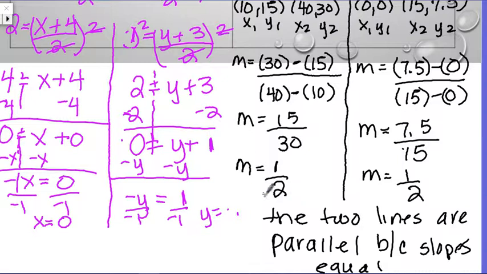They would have been perpendicular if this was a minus sign, because the signs have to be opposite, and the 1 over 2 would have been flipped to 2 over 1. That's how you know the lines are perpendicular. And if it doesn't fit that, then you say that they're neither.